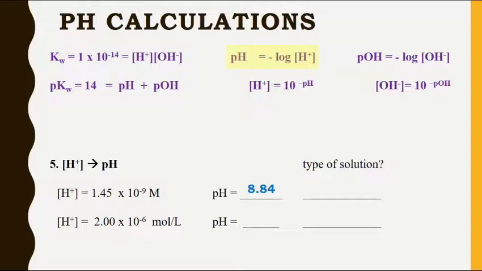If I do the same thing with this concentration down here, just taking the negative log of this number, I get 5.70. And even though these are decimal numbers, we're thinking about the type of solution. This one is bigger than 7, so it's a base. This one is less than 7, so it's an acid.